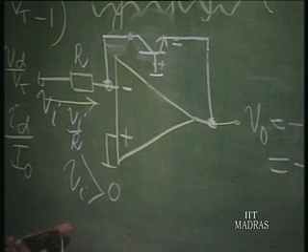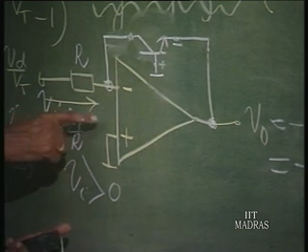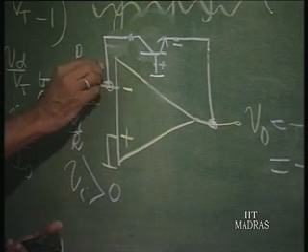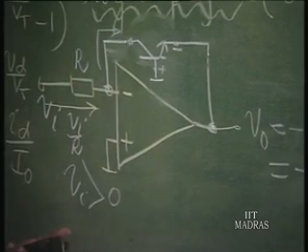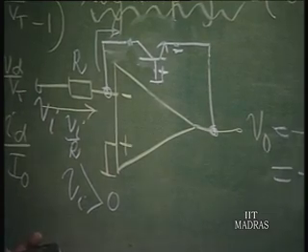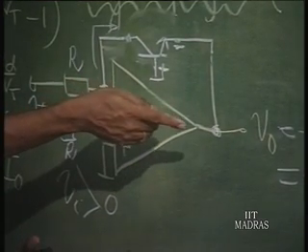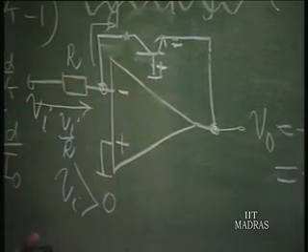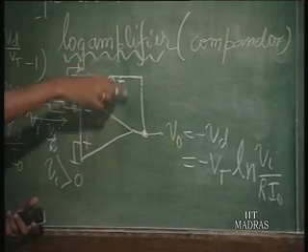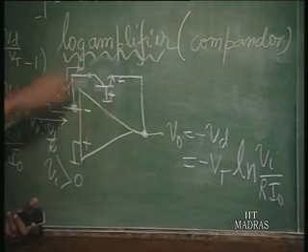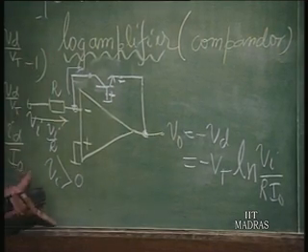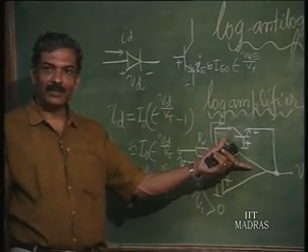What does it mean? When I inject a current of Vi by R, in order that this is to remain as virtual ground, this current should become equal to Vi by R. That will happen by the base to emitter voltage, from ground to this point, getting generated as equal to minus Vt log Vi by R into I naught. So, that means this automatically develops an output voltage because of the negative feedback, such as to pass this current in the collector. So, this is a log amplifier using a transistor in place of the diode.